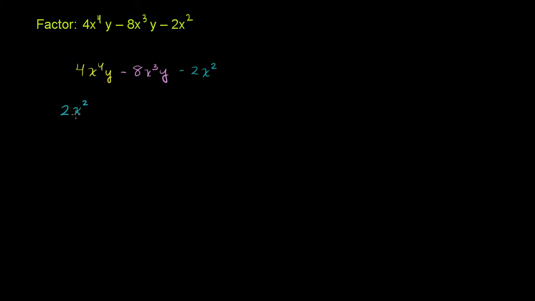So what we can do now is think about each of these terms as the product of 2x squared and something else. And to figure out the something else, we can literally undistribute the 2x squared. Or even before we undistribute it, we could say 4x to the fourth y is the same thing as 2x squared times 4x to the fourth y over 2x squared. If you just multiply this out, you'd get 4x to the fourth y. Similarly, 8x to the third y, I'll put the negative out front, is the same thing as 2x squared, our greatest common factor, times 8x to the third y over 2x squared.